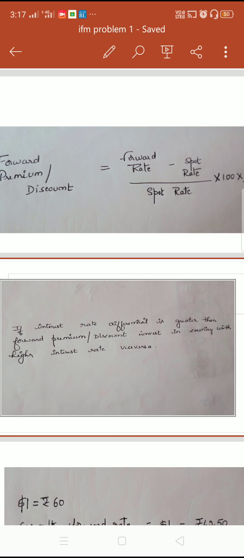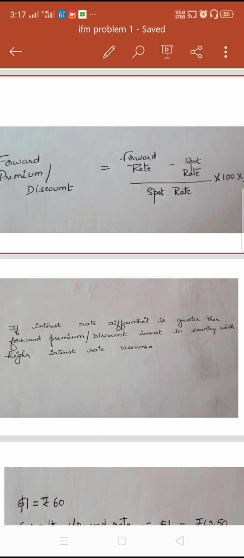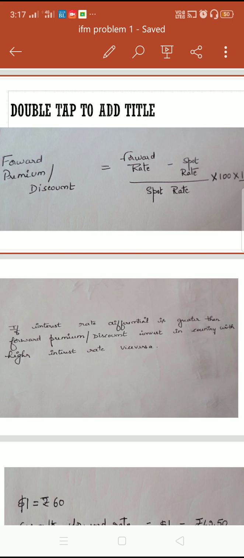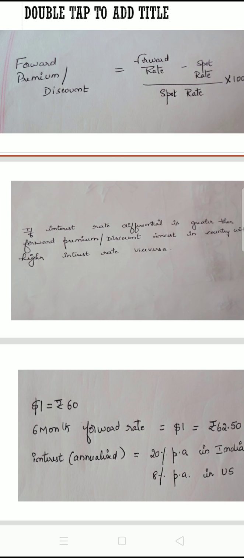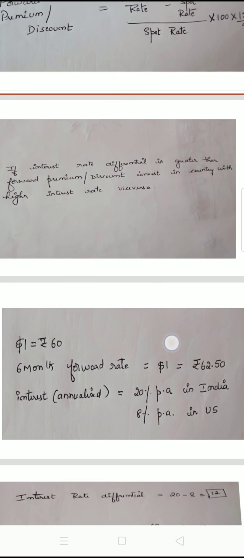Do you understand the difference between the interest rates? Two countries' interest rates will be given. How do you come to know forward premium or discount? Using the formula I gave you, you will get either forward premium or discount. So if the interest rate differential is greater than the forward premium or discount, then you should invest in the particular country where the interest rate is high. Or otherwise, it is the reverse.